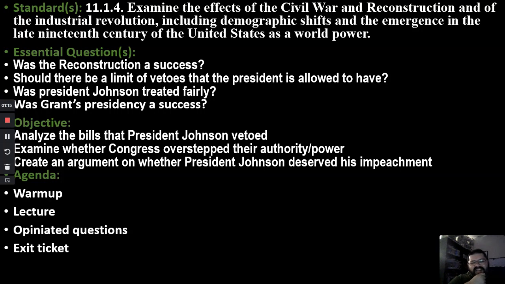So we're going to analyze the bills that President Johnson vetoed. We're going to examine whether Congress overstepped their authority, because remember, the president is not all powerful. That's true. The thing is, though, the president does have some rights. The president can do some things under the Constitution, and yet this Congress kind of does something. So you're going to see what that is. And then we're going to create an argument on whether President Johnson deserved to get impeached.